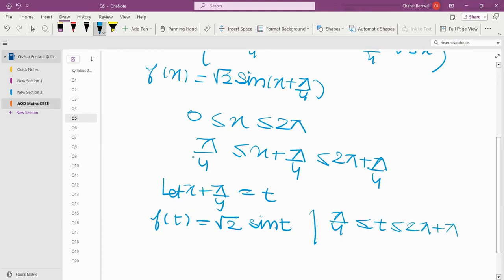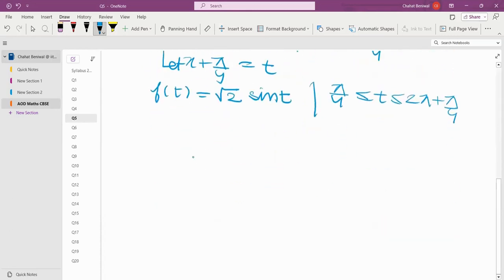So now our question is reduced to this: we need to find where this function is increasing or decreasing. We find the intervals for t, and then we will substitute again t as x plus pi by 4, and then finally we get the intervals of x, because basically we need to find the interval of x, not t. Sometimes students substitute and then forget and write in terms of t only, so they do not get full marks.